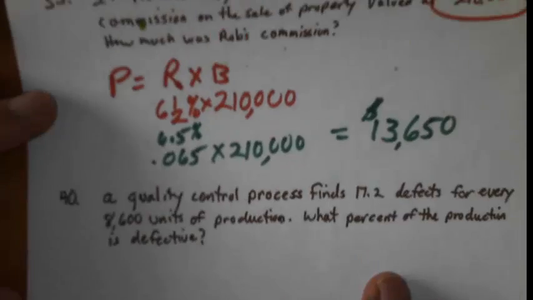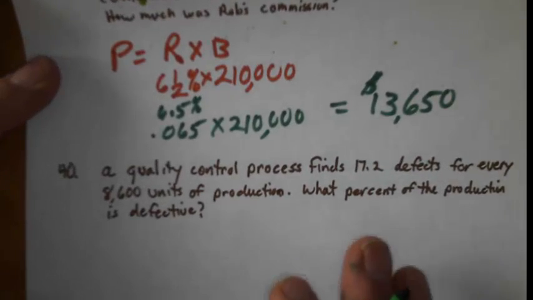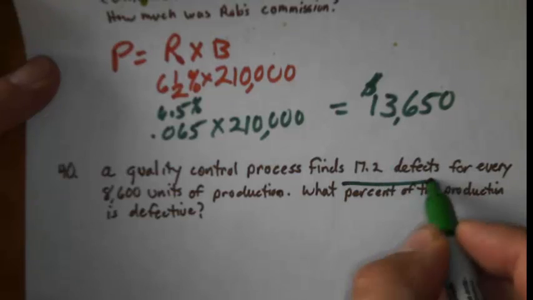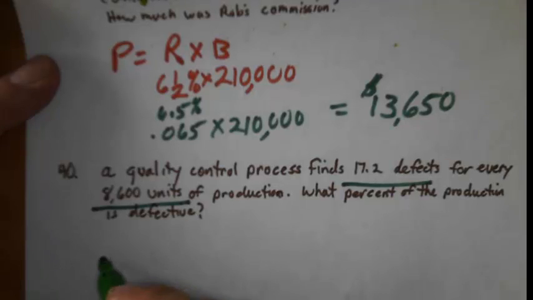Okay, let's look at number 40. It says quality control process finds 17.2 defects for every 8,600 units of production. Okay, so that's going to be a rate. We're looking for the rate. It says what is the percent of production is defective. So we're looking for a rate.